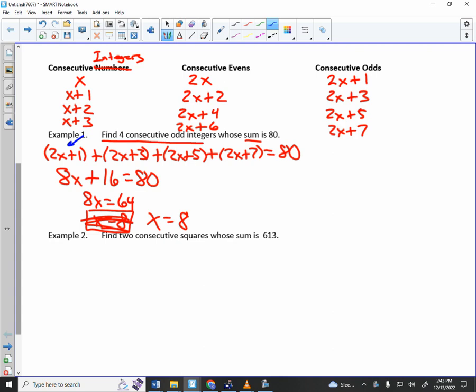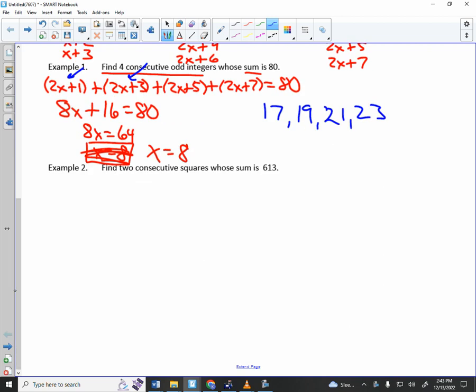So 2 times 8 is 16 plus 1 is 17. So 17 is one of them. And then 2 times 8 is 16 plus 3 is 19. And you can see how you then produce the odd integers. So you must be able to go back to the problem, make sure that you've answered it. The x equals is not necessarily the answer, but allows you to find the answer. Understand? Okay, so let's look at the next one.